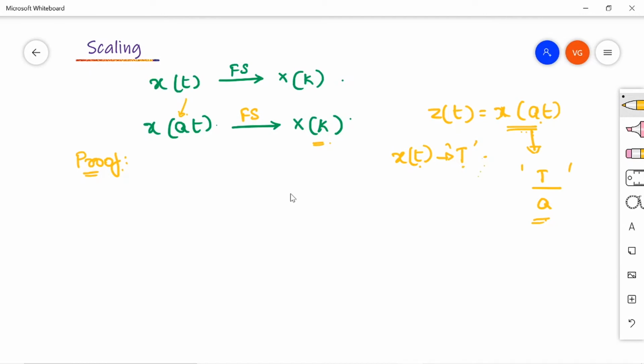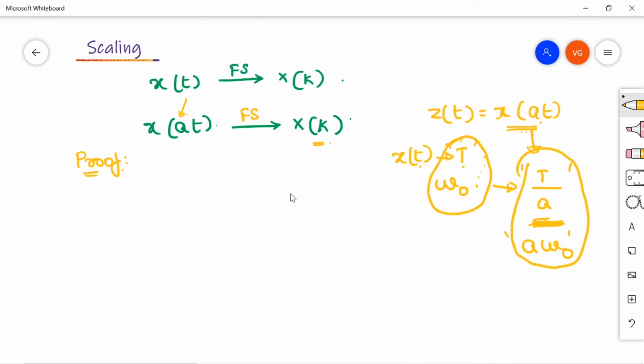To understand the periodicity property, go through the basics of signals and systems where I have explained the periodicity property very clearly. The link I have mentioned in the description box, please go through. Now, x of t has the fundamental frequency of omega naught. Then this has a fundamental frequency of a times omega naught, right? So the time period and the fundamental frequency of the time scaled signal are T by a and a omega naught for z of t.